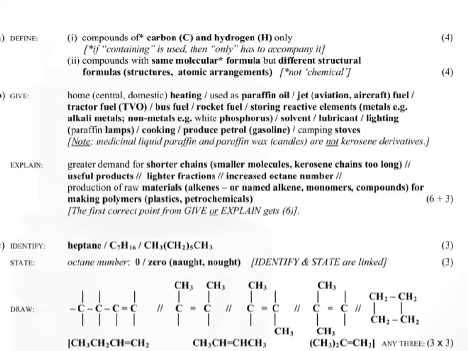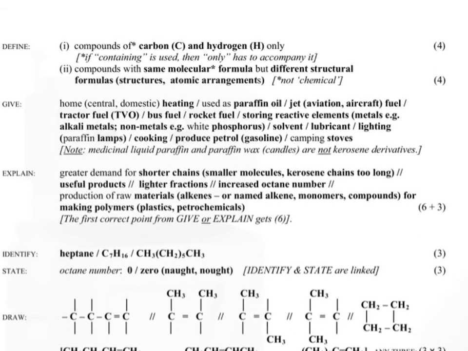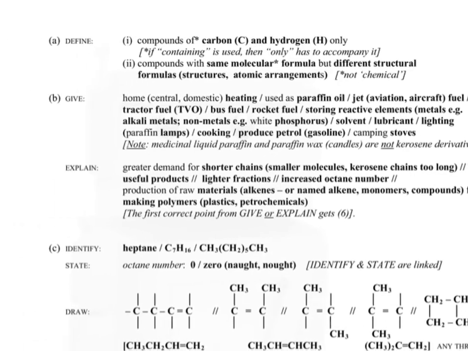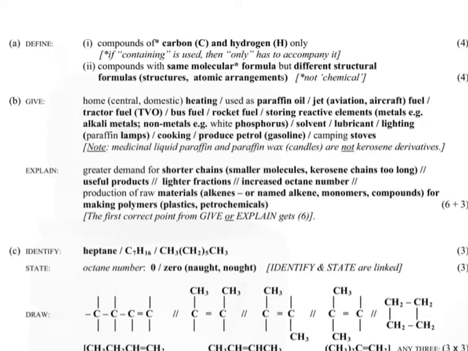You had loads of examples here, so you could have said domestic heating, paraffin oil, bus fuel, solvent, lubricant, anything like that. But you also had to explain why some of the kerosene produced in oil refining is subject to catalytic cracking. The reason kerosene might undergo catalytic cracking is that there's greater demand for shorter chains. Why? Because those shorter chains have increased octane numbers. Remember, we want to increase our octane numbers because that means it's better fuel. It resists knocking even better.